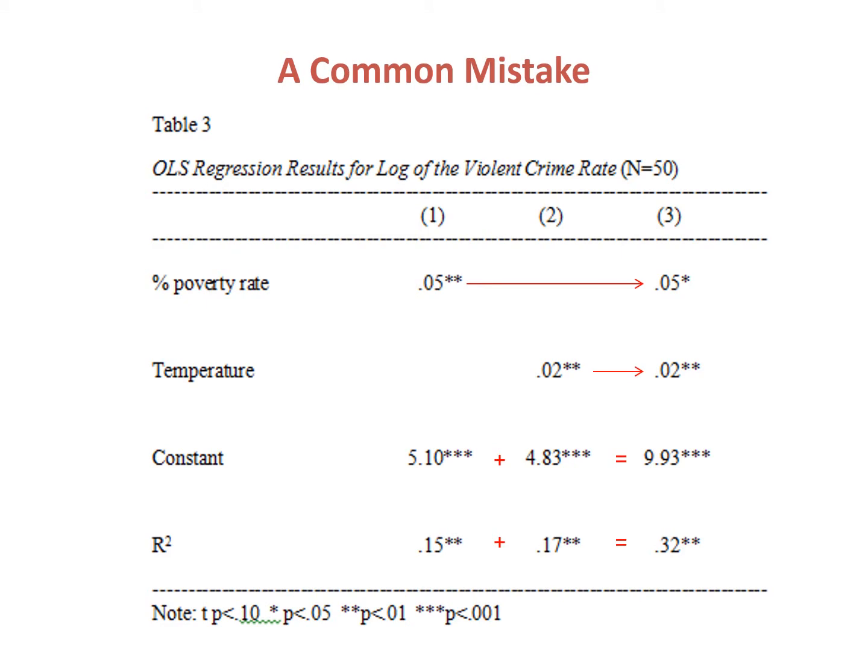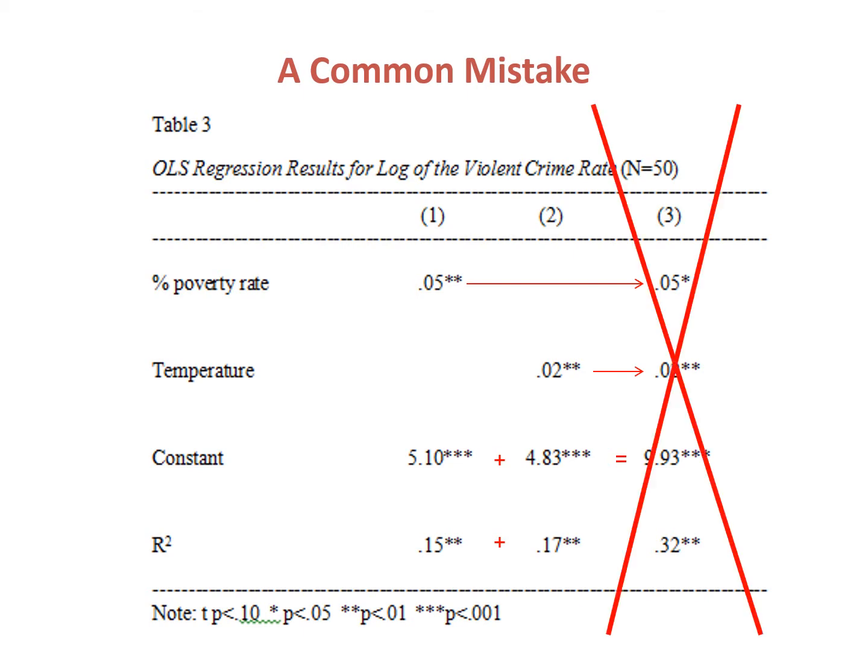The mistake comes in the third column. Students assume that since they ran two simple regressions, they have a multiple regression and need only add up all the results to get the answer. The beta coefficients from the simple regressions are moved over to column 3, and the constant and r-squared values are added together. This solution is wrong. The first two columns are correct, but not the third.